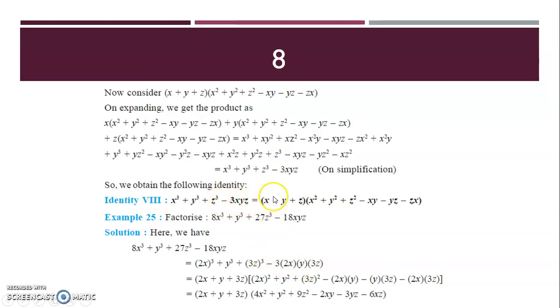Since this is so, we can substitute into the identity. Instead of x we have 2x, y is y, and instead of z we have 3z. So this is x plus y plus z in this format, and x square plus y square plus z square will be 2x the whole square, y square, 3z the whole square, then minus xy minus yz minus zx. So simplifying, we can factorize this polynomial as the final answer.